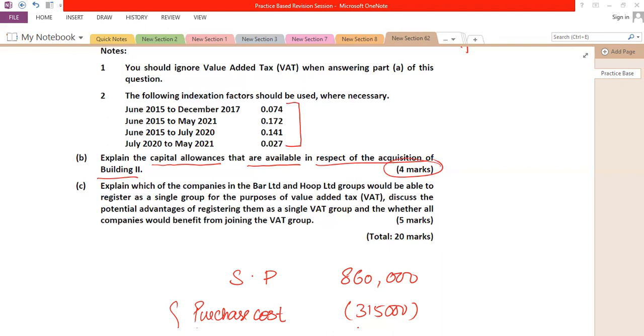Now, as far as the new building construction is concerned, we have the cost of building 720,000, but it includes a land element. It includes plant and machinery, which is not eligible for structure and building allowance. Structure and building allowance is basically a type of allowance on which plant and machinery is not available. So what amount is available for structure and building allowance? We have to just discuss what type of capital allowances are available.